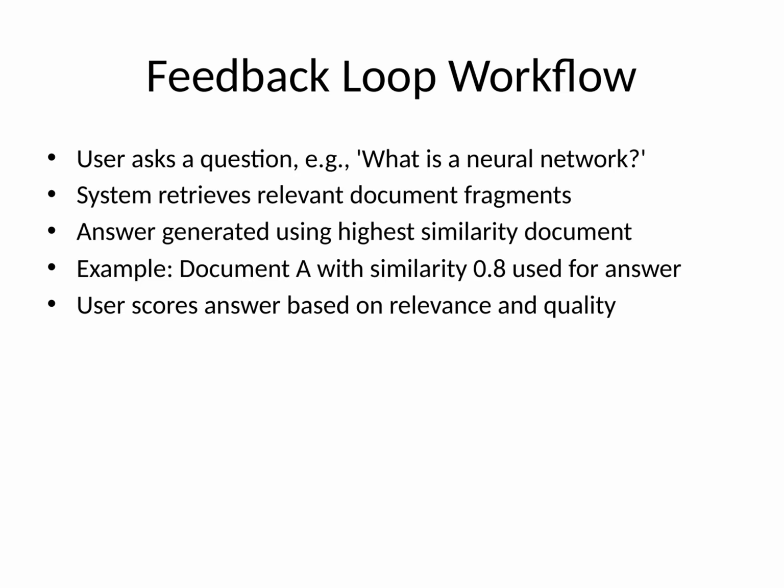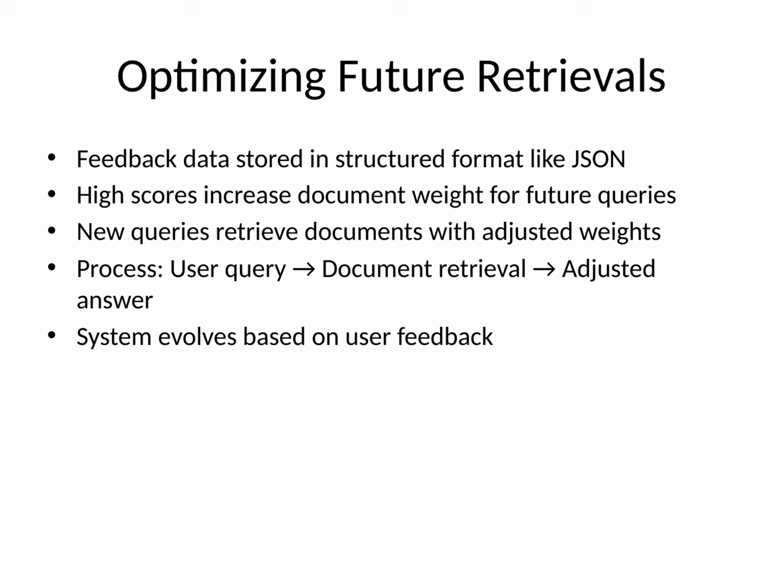The feedback loop workflow starts with a user question, such as, "What is a neural network?" The system retrieves relevant document fragments and generates an answer using the document with the highest similarity score. For instance, if document A has a similarity of 0.8, it is used to create the answer. Users then score the answer based on its relevance and quality.